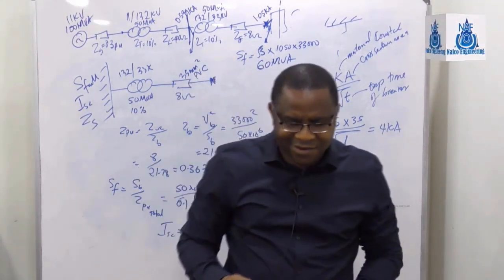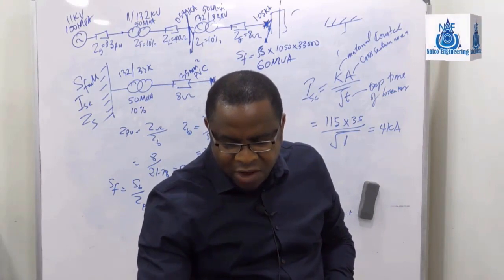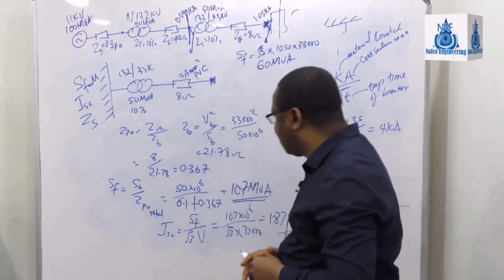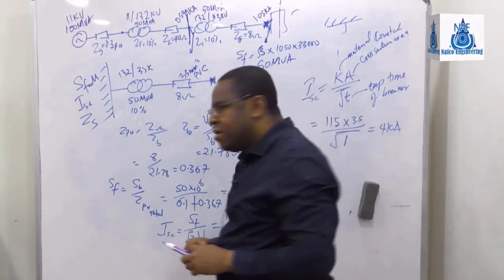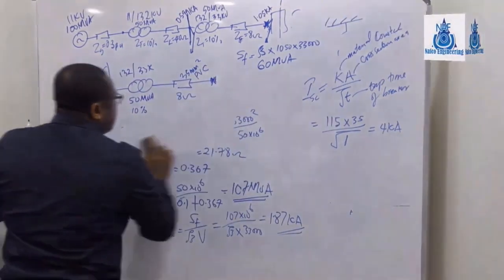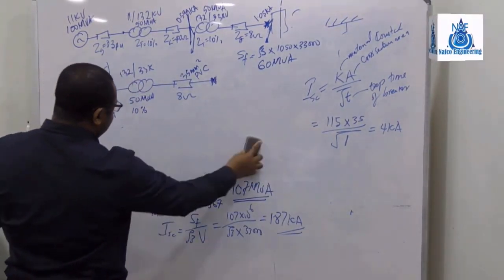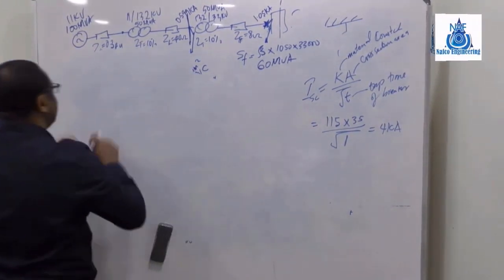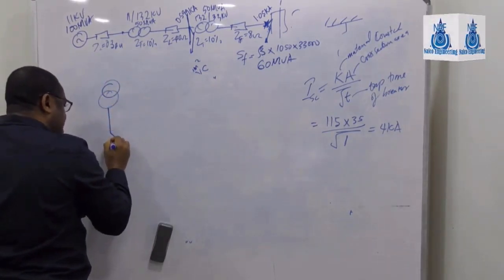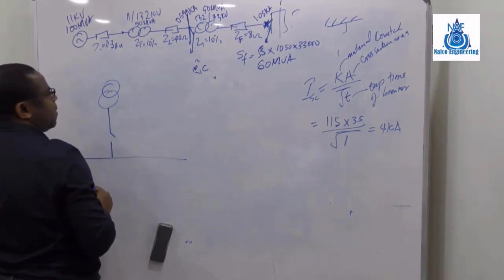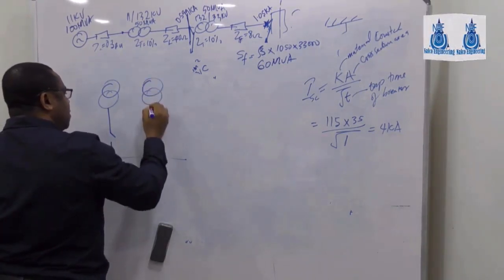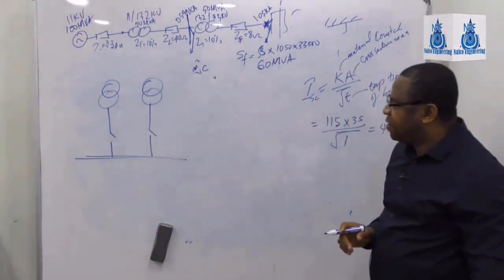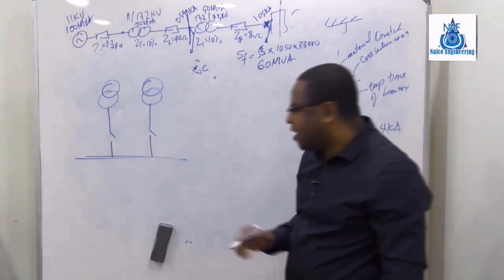Okay. So now what we are going to do, let's see when you have two transformers in parallel. Let's look at that scenario. If I have this transformer, and it's connected to this bus bar, and I have another transformer again to that bus bar, what will be the fault level at this bus bar?